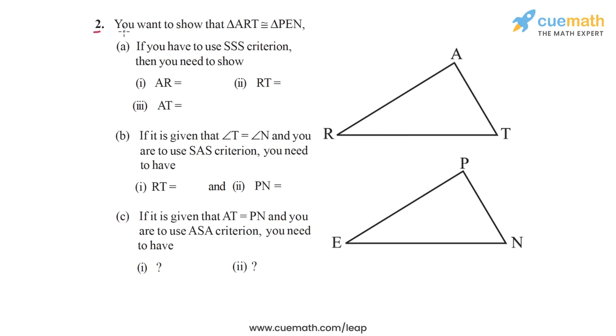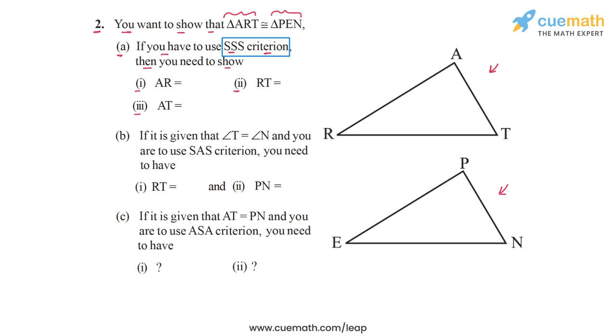Question 2 says that you want to show that triangle ART is congruent to triangle PEN. So ART is this triangle, and we want to show that this is congruent to this triangle PEN. Then in the first part we have the statement which says if you have to use the SSS criterion, then you need to show AR is equal to what, RT is equal to what, and AT is equal to what. So let's talk about what the SSS criterion is.